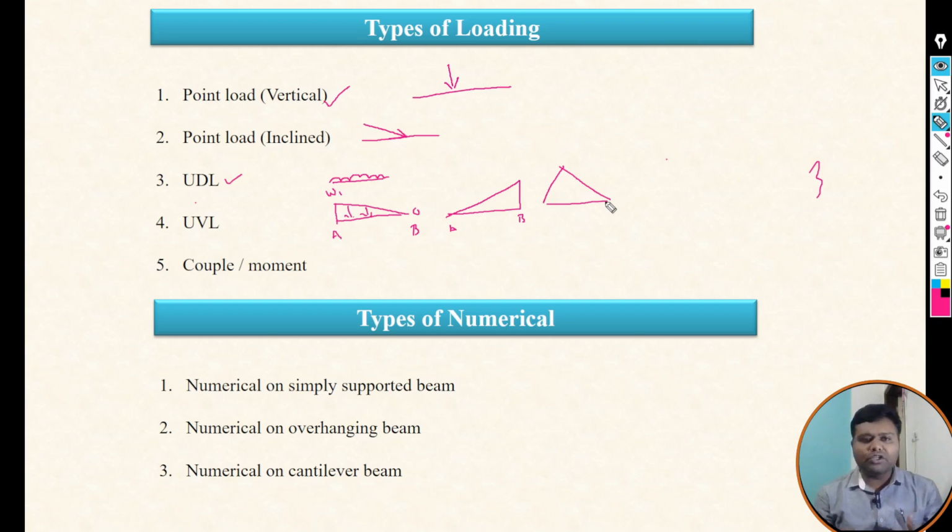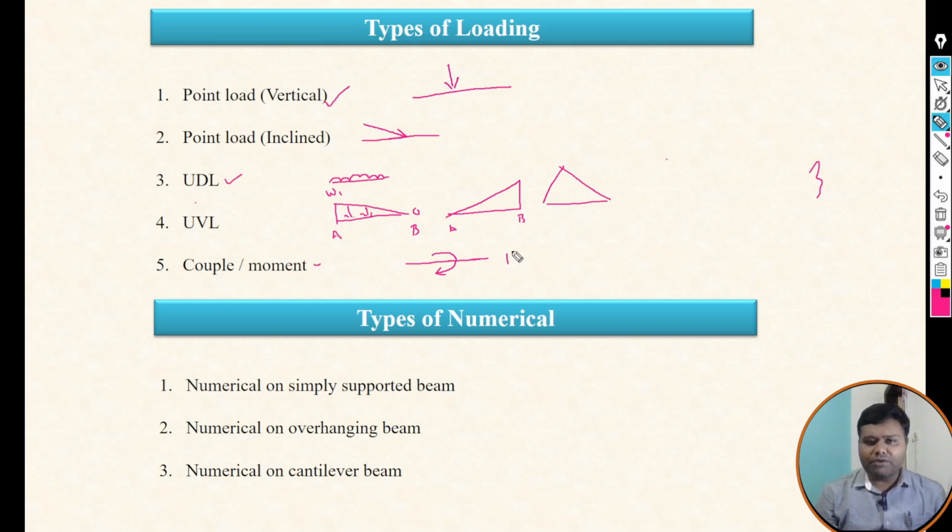So we are going to cover the numericals on this type of loading. We will cover numericals on all types of loading. The next one is the couple, or moment. Let's say we have one beam, and that beam has a couple or moment at a particular point, whether that moment is clockwise or anti-clockwise. Such a case is also there, so we have to calculate the shear force and bending moment for this case.